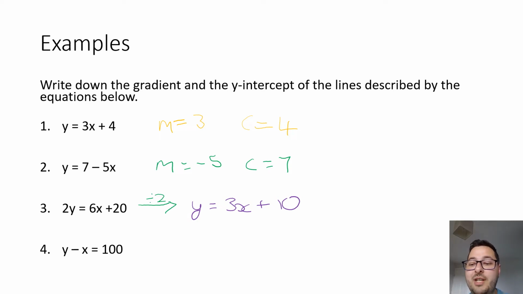Okay, and from there we can read off again the gradient and the y-intercept. So here m is going to be 3 and c is going to be 10.